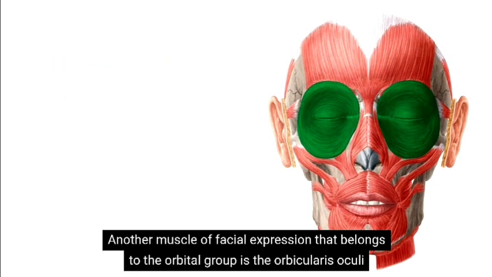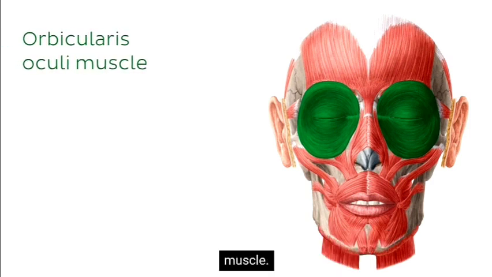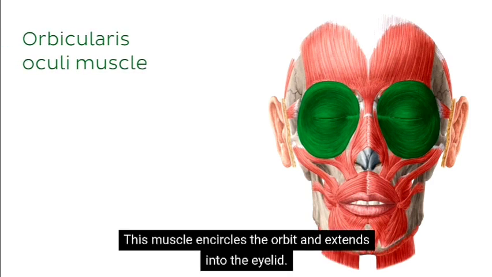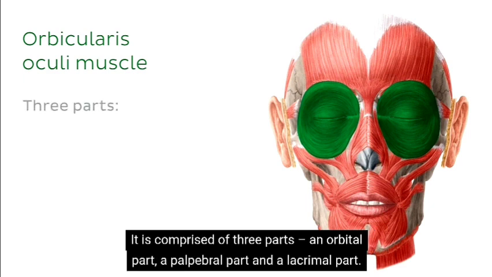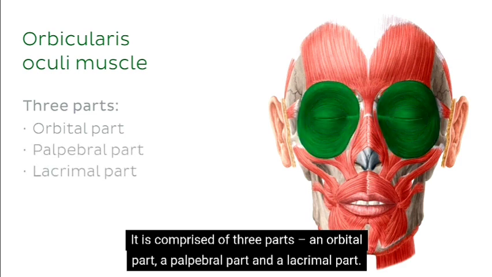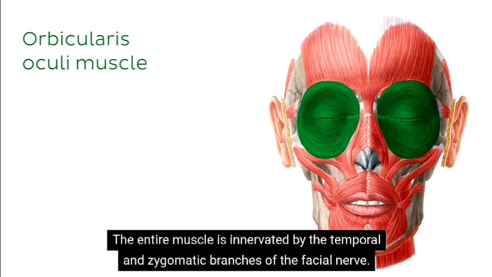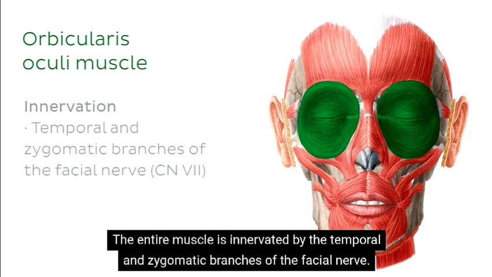Another muscle of facial expression that belongs to the orbital group is the orbicularis oculi muscle. This muscle encircles the orbit and extends into the eyelid. It is comprised of 3 parts: an orbital part, a palpebral part, and a lacrimal part. The entire muscle is innervated by the temporal and zygomatic branches of the facial nerve.